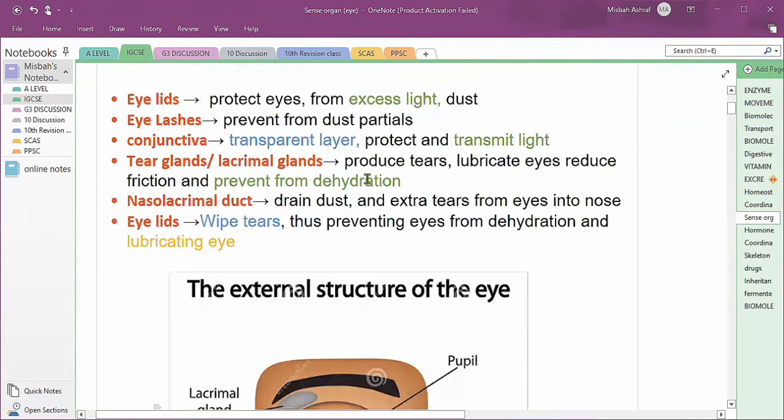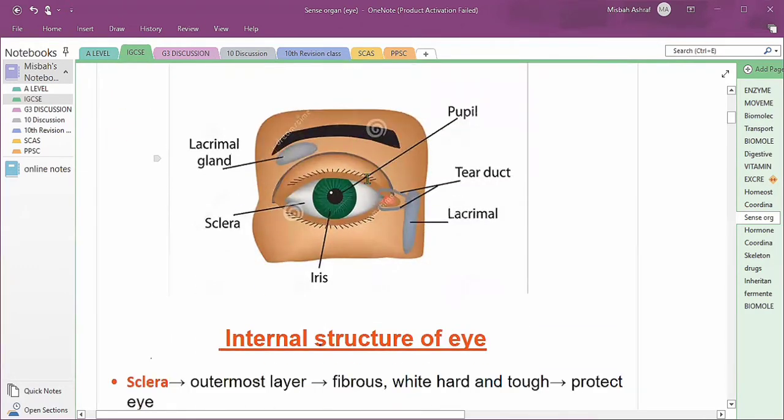Eyelids, what is the function of the eyelids? Eyelids spread the tears into our eyes, lubricate the eyes and reduce friction. This is one function of the eyelid. The second function is that they control the amount of light entering our eyes, and eyelids also prevent dust particles from entering our eyes.